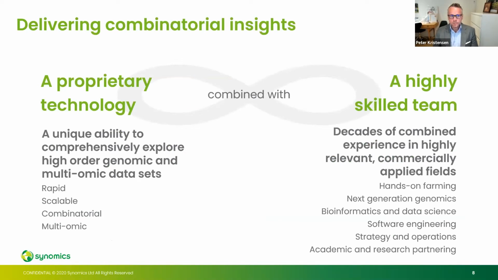So how do we do that? As I mentioned, we apply a proprietary mathematical framework that's rapid, scalable, combinatorial, and multi-omic in nature. Lots of companies try to apply novel technology to the food and ag space, large, complicated data sets. What is slightly different with Synomics is it has a very far-sighted investor, and it's been allowed to build a very large team for the development of the company that is a highly skilled team of hands-on practitioners, bioinformaticians, quantitative geneticists, software engineers, business leadership, deep academic experience. So we are combining best-in-class AI, machine learning, a proprietary mathematical framework with a highly skilled team.